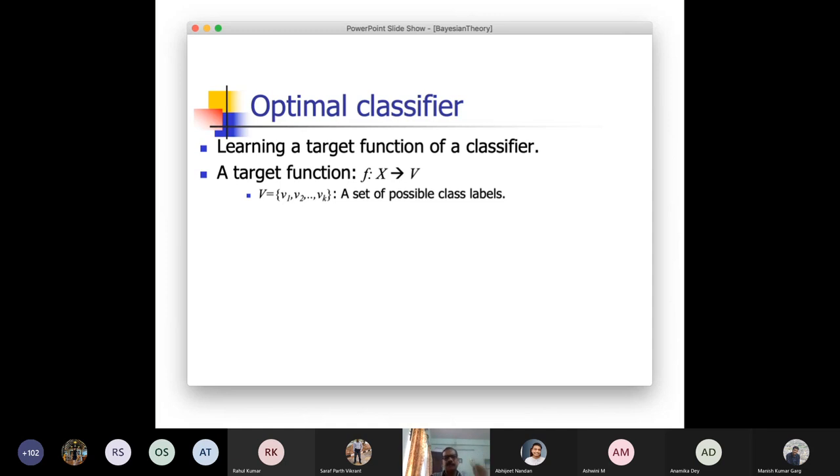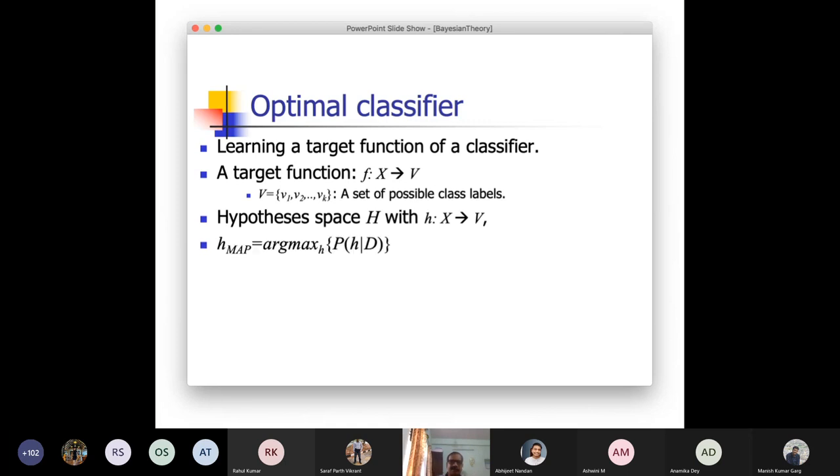So we can say that you can learn a target function of a classifier, and the target function is this. I'm just explaining once again the same thing, going through my slide set. As you can see, you have a set of possible class labels, V1, V2 to Vk. Let us assume your class labels could be some numerical value, or for binary cases, simply 0 and 1. And your hypothesis space H with h(x) goes to V. That is understood.